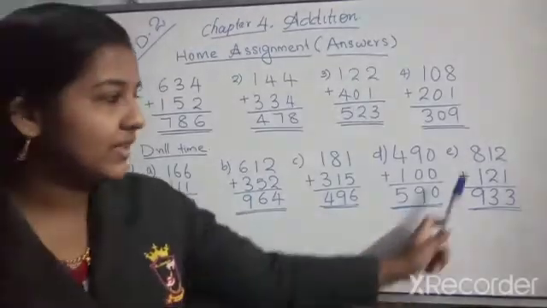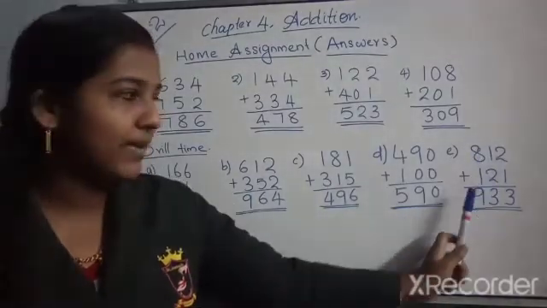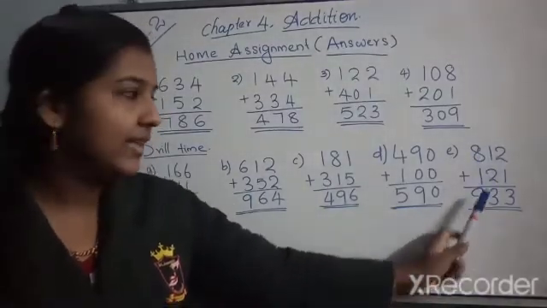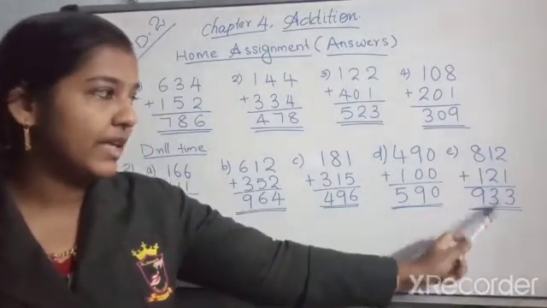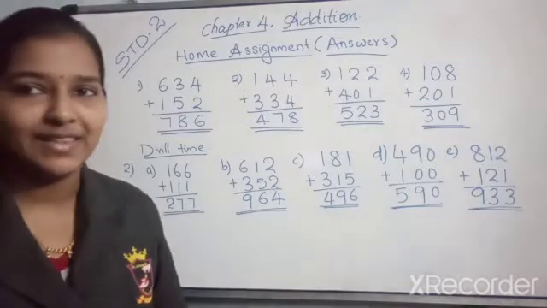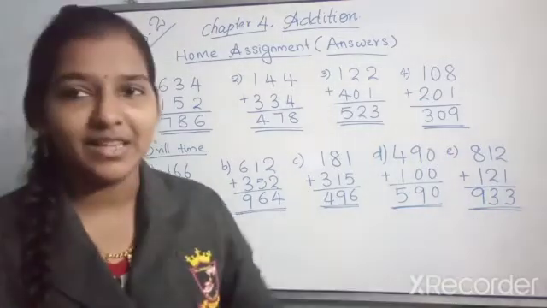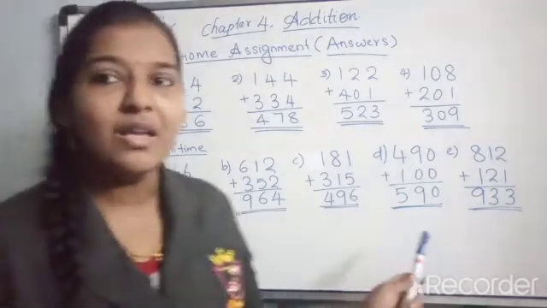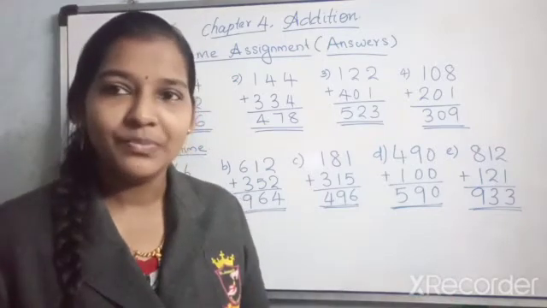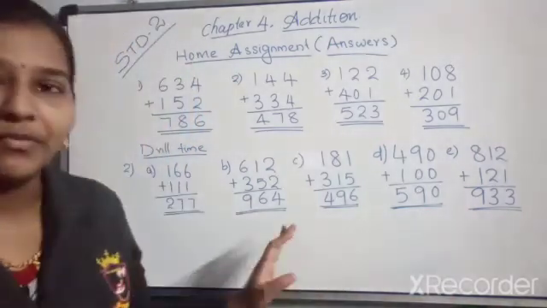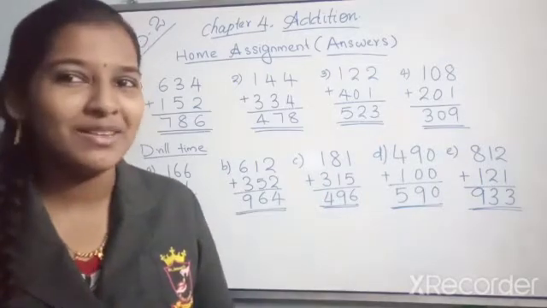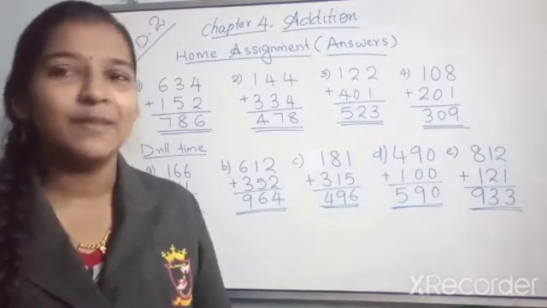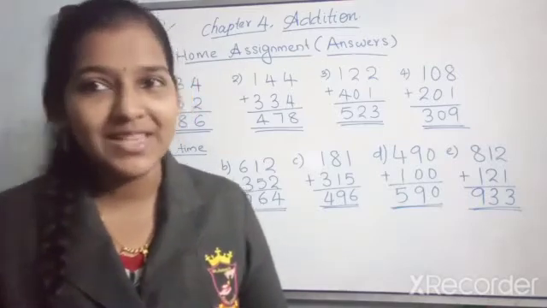Now the next question, 812 plus 121. Here 2 plus 1 is 3. Again 1 plus 2 is 3. Then 8 plus 1 is 9. So 933 is the sum of these two numbers. Is it clear children? Okay. So I hope everybody got the same answers. If you got the same, you can put a tick mark on your notebook. Okay. Now we are moving to today's session.